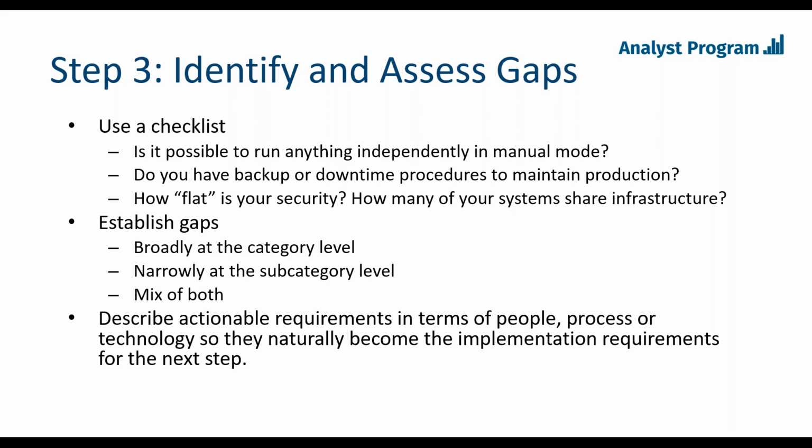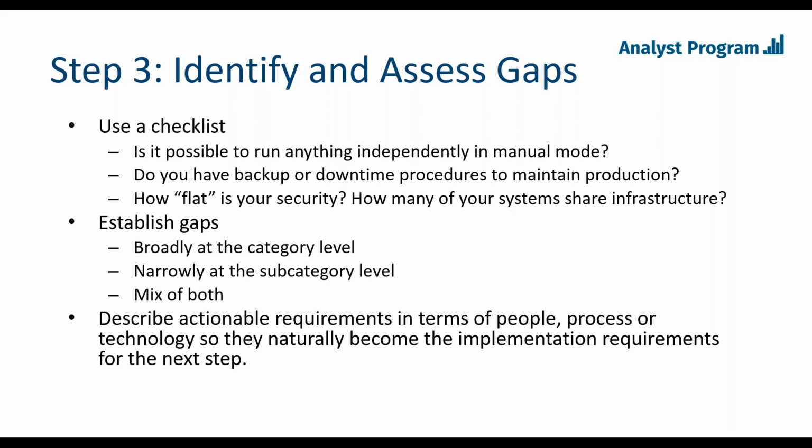How flat is your security? How many of your systems share infrastructure? Those are representative questions. There's more information in the white paper. Then what you want to do is establish those gaps broadly at a category level, narrowly at a subcategory level, or a mix of both. Is your incident response process really robust enough? And if it isn't, where are the gaps?